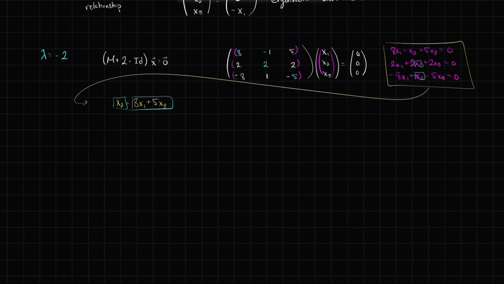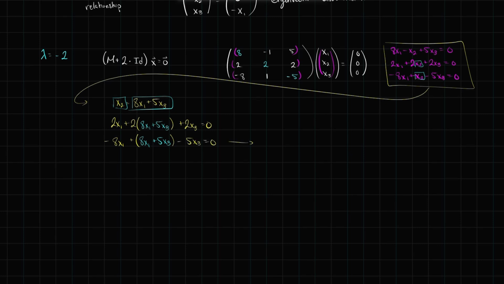which is going to give me 2x1 plus twice what I've just calculated, which is 8x1 plus 5x3 plus 2x3 is 0, and my bottom equation, negative 8x1 plus what I've just calculated, 8x1 plus 5x3 minus 5x3 is 0.